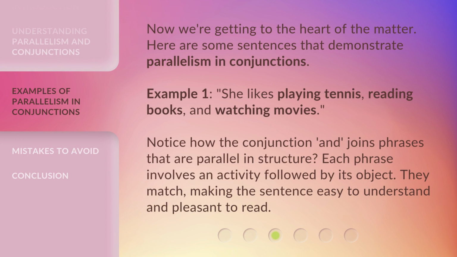Now we're getting to the heart of the matter. Here are some sentences that demonstrate parallelism and conjunctions. Example 1. She likes playing tennis, reading books, and watching movies. Notice how the conjunction and joins phrases that are parallel in structure. Each phrase involves an activity followed by its object. They match, making the sentence easy to understand and pleasant to read.